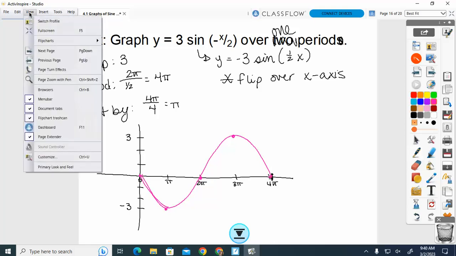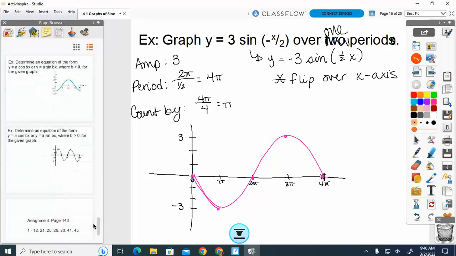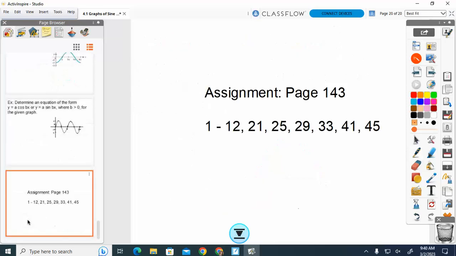So, we are not quite done with this section. I definitely want to do one more where we graph a cosine, but we only have 3 minutes, so we'll do that tomorrow. And then a couple where we look at a graph and write an equation. So, I'm going to go ahead and give you this assignment. This is the entire section, but we're not done with it, so it will be due on Monday.